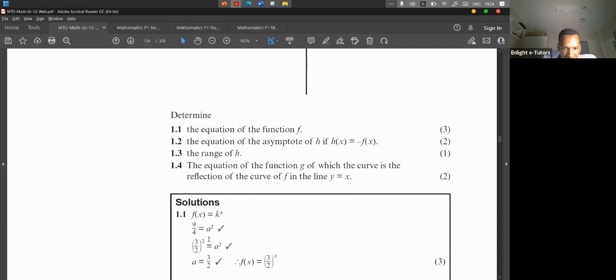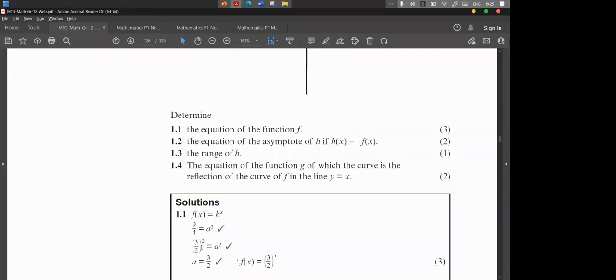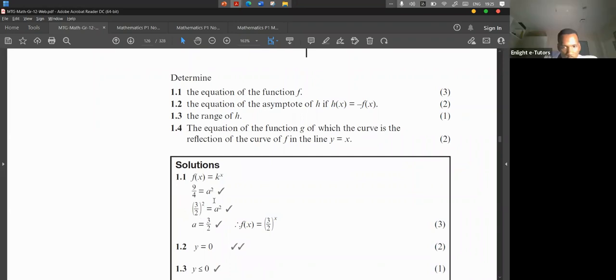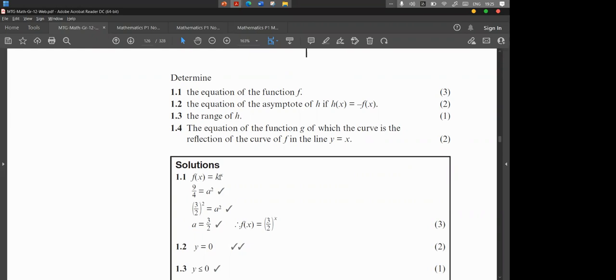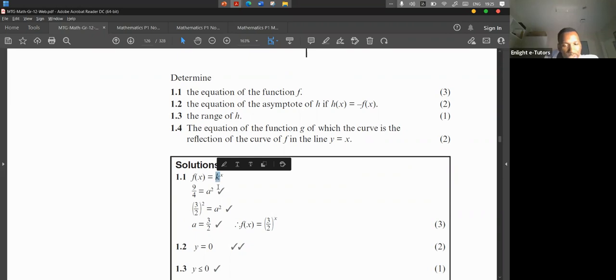So what they did, they're trying to make 9 over 4 into something to the power 2 so that they can just remove the exponent and equate the bases. You just use the square root on both sides and then you cancel the square. So the equation is going to be f at x is equal to 3 over 2 to the power x. You get me? The first thing we were calculating is k, which is the same thing as a. So that's how they did it.